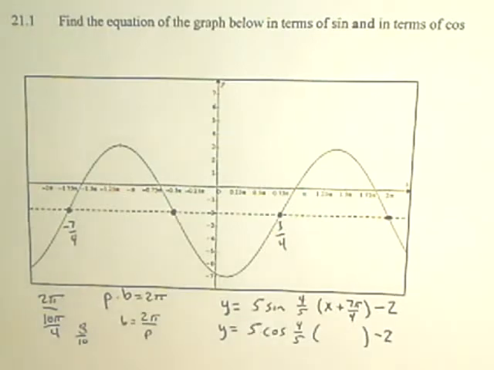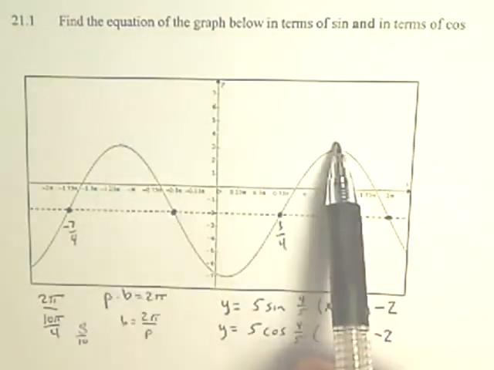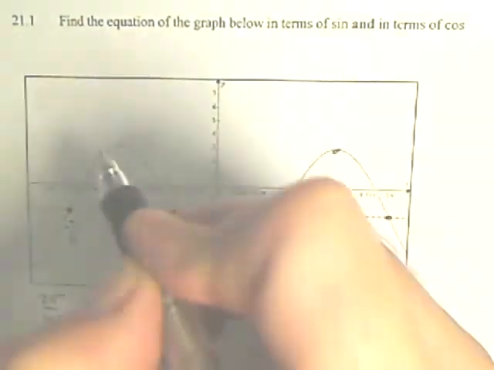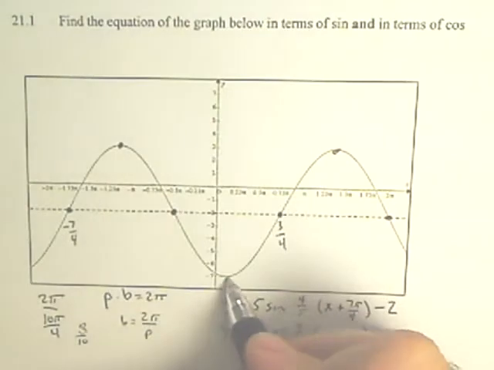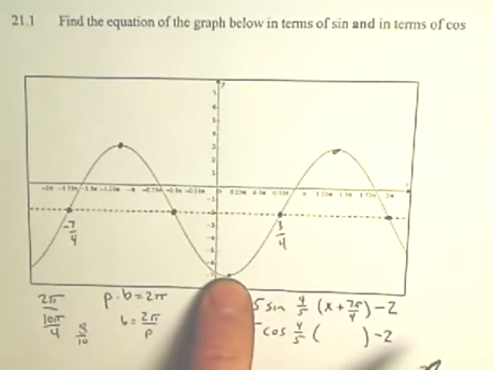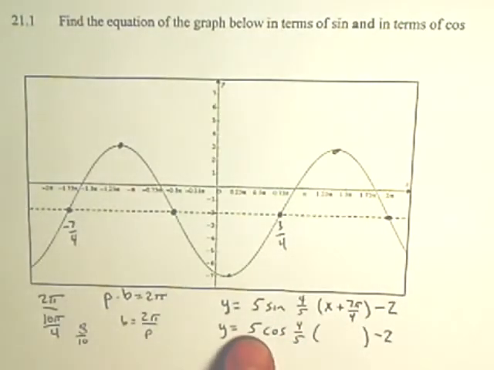And I'm going to keep my 5 positive by choosing that one. Next, I need cosine. Cosine is a top. Well, I have 2 choices to find. I can either find that dot or this dot, or a bottom. If you pick a bottom, then this 5 has to be negative. If you pick a top, the 5 stays positive.